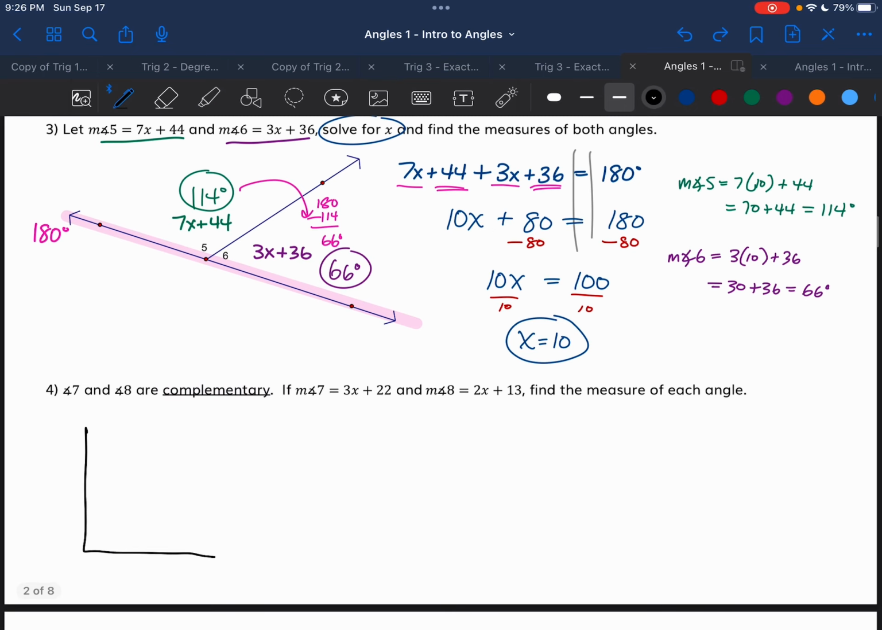If you feel like saying, I know complementary means I have a right angle, it has 90 degrees, and then draw yourself, I don't know, I have no idea whether angle 7 or angle 8 is larger, but the great news about our drawings, and you'll hear me mention this a lot during the course of the year, is that we don't usually have to assume that they are drawn to scale.